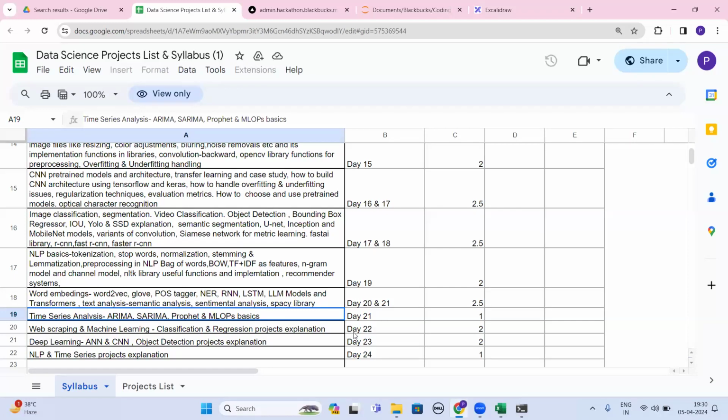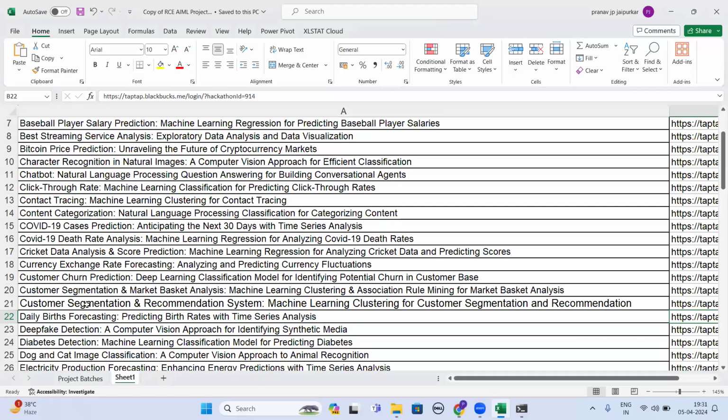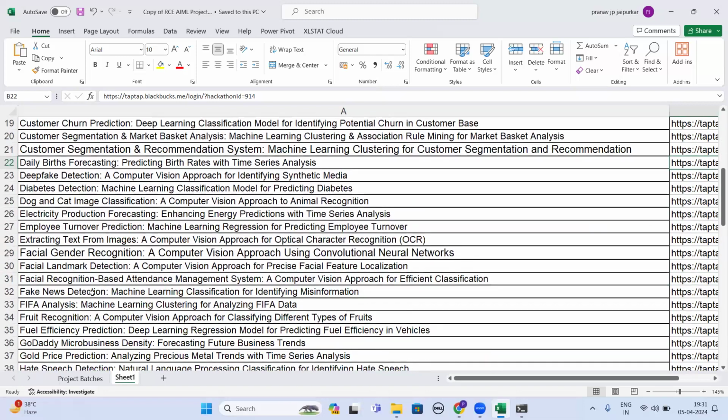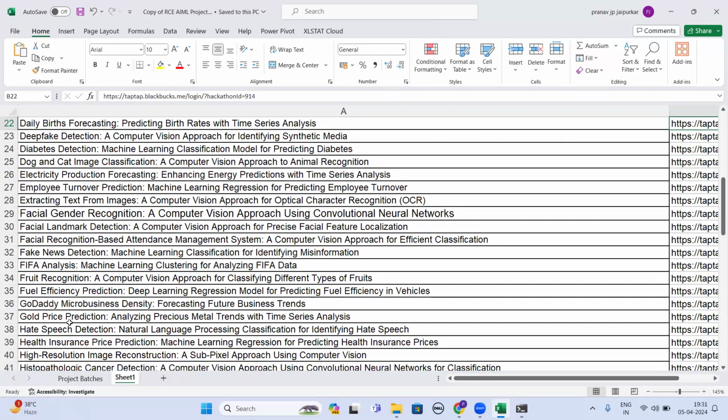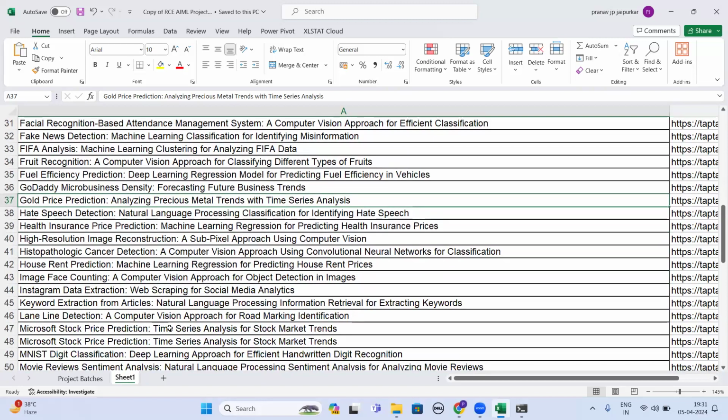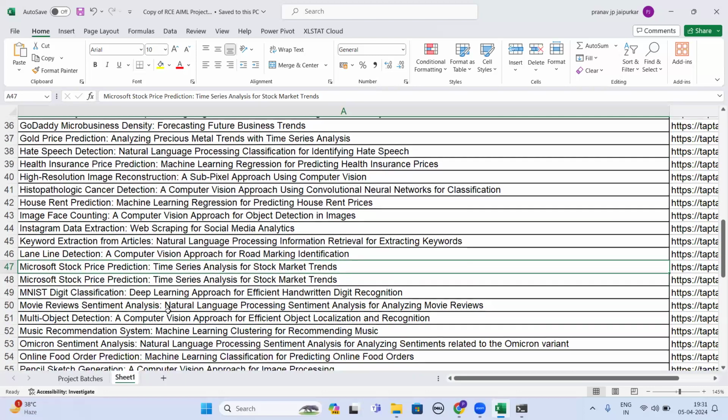So now after this particular portion is done, let's see the next project, right? So daily birth rate prediction, employee turnover, fruit recognition, fake news, gold price prediction, which would be very similar to Bitcoin price prediction because both of them come under different asset classes. Time series is Amazon stock price prediction. It's just that instead of Bitcoin, you give the stock price of Amazon. That's one and the same thing.